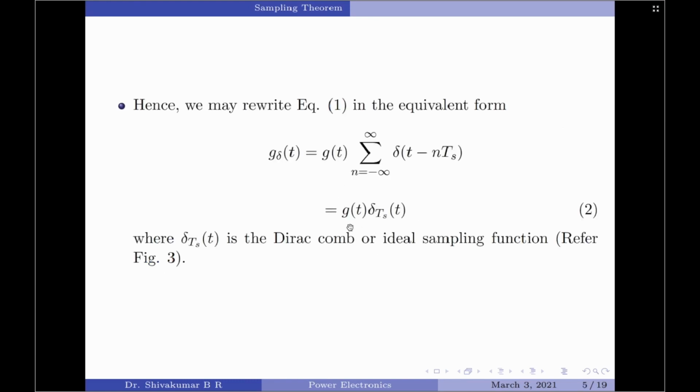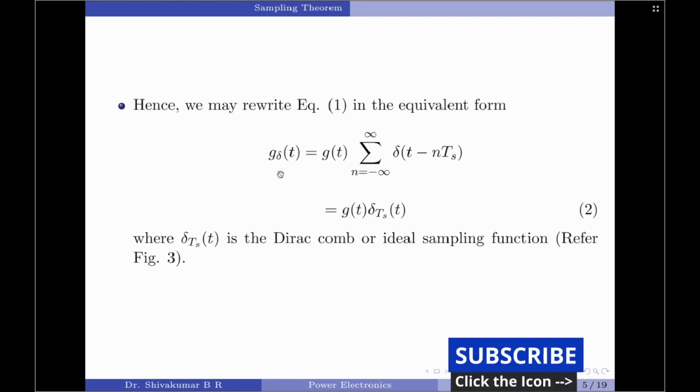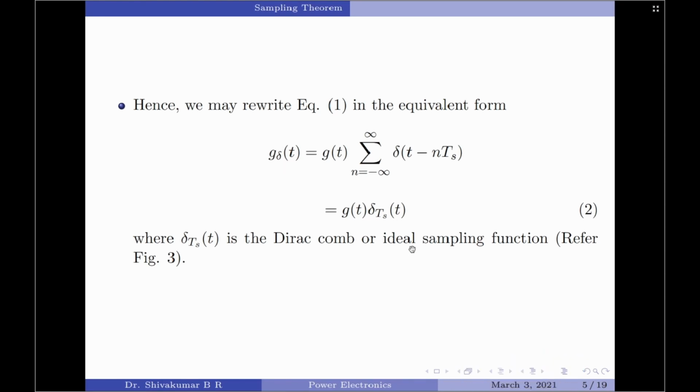Now let us come back and discuss equation 2 in a little bit of detail. From the properties of the Fourier transform, we know that the multiplication of two time functions is equivalent to the convolution of the respective Fourier transforms. So let G of f represent the Fourier transform of g of t and G delta of f represent the Fourier transform of g delta of t.